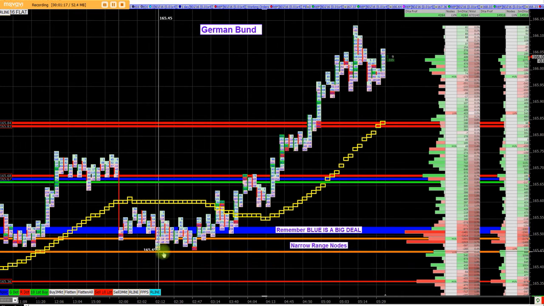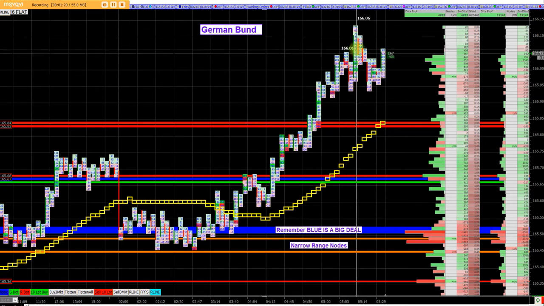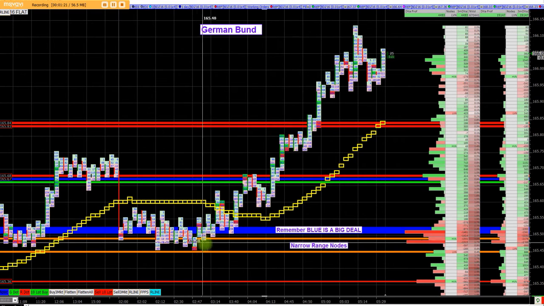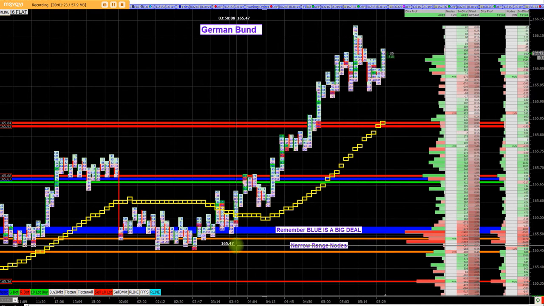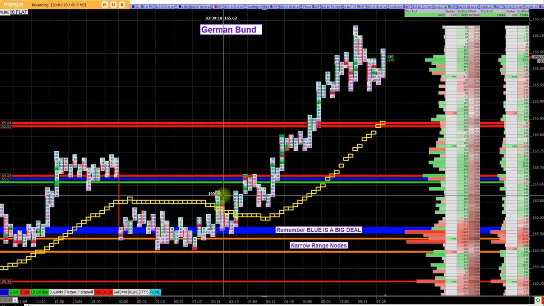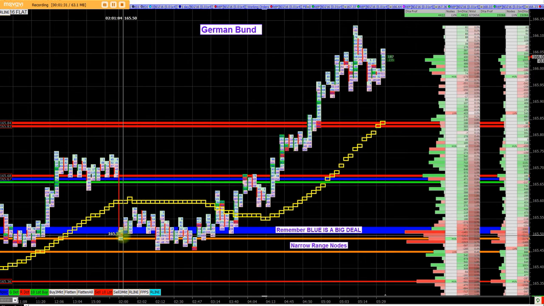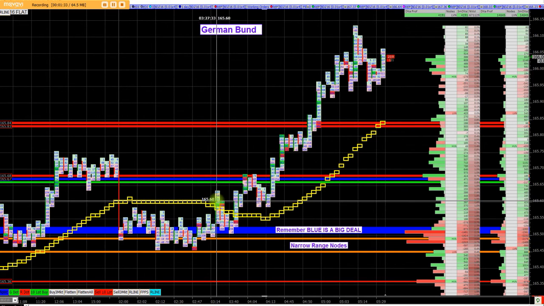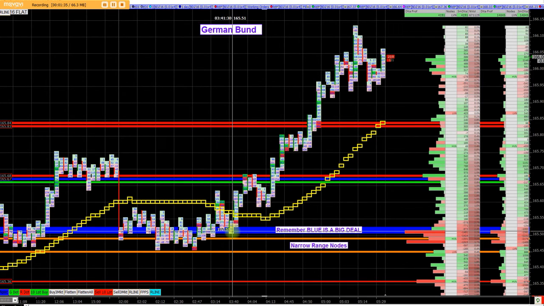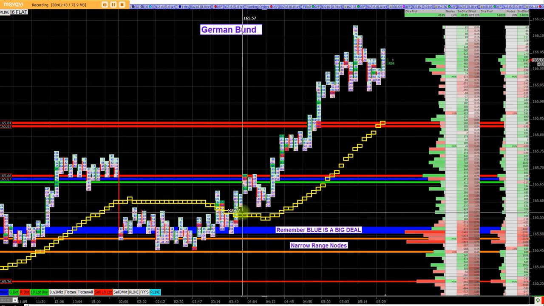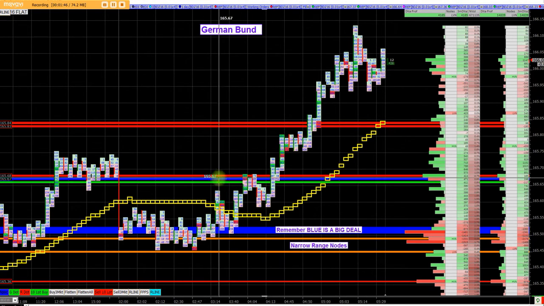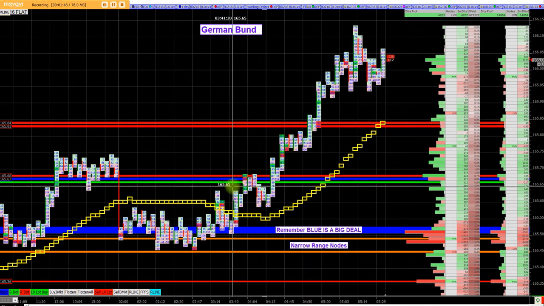But I want you to notice something. Where did we base before we had this rocket higher? Well, we based in that narrow range node area. And then we broke out of that, right? We just kind of chopped around from the open, broke out of that, came down and tested what? Remember, what did I tell you about blue? Blue is a big deal. So we chopped around, we came down, and we tested the blue. We took off. This is a new institutional value area right here.